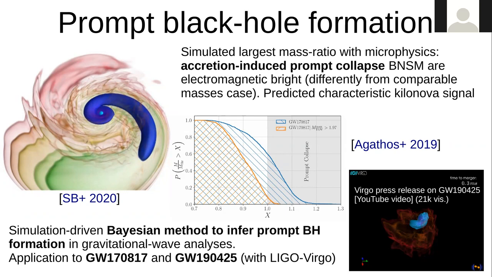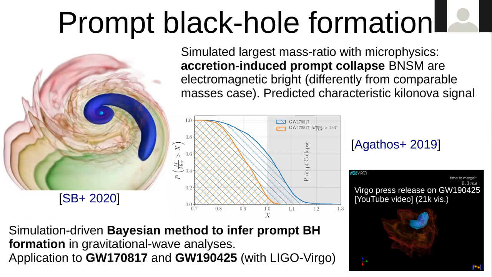Moreover, using the simulation data, we have developed a Bayesian method to infer prompt black hole formation from the observed gravitational wave data. With this method, we have analyzed GW170817 data, and the analysis actually supports other astrophysical arguments about the prediction of the merger remnant in that source, but in this case with a rigorous statistical method.